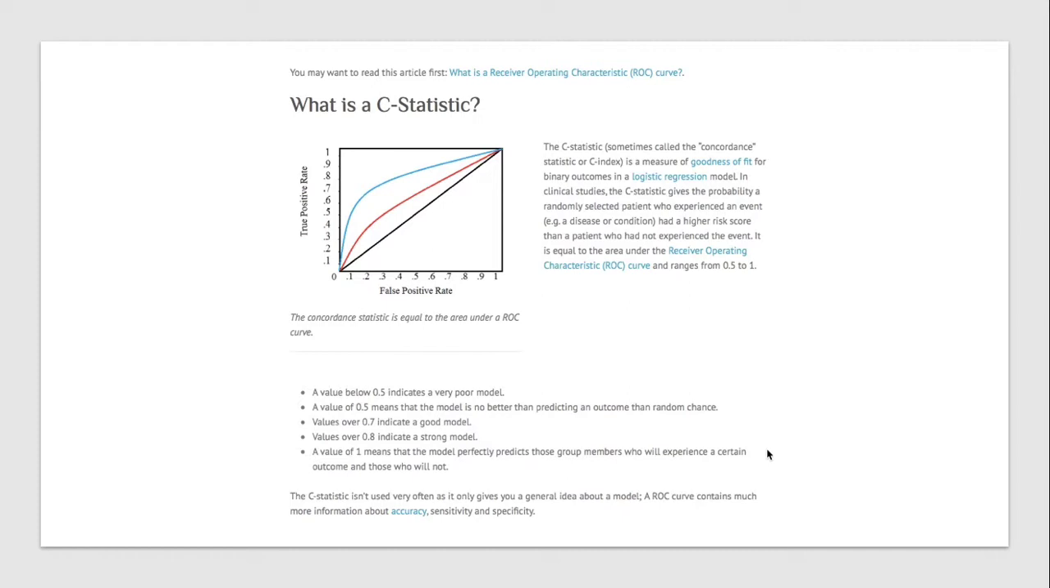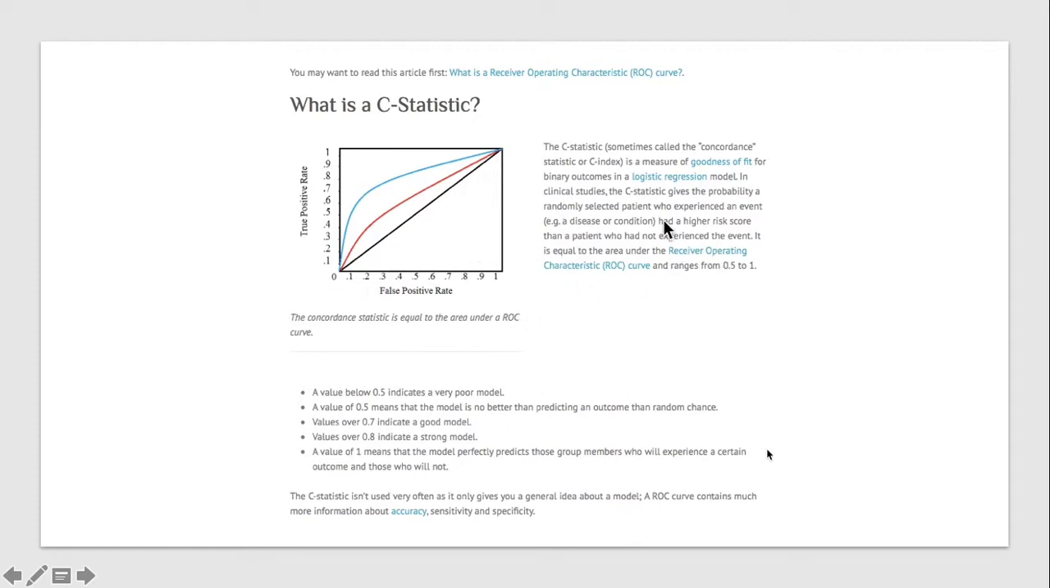Some of the things that you may read in papers and manuscripts with ROC curves is they talk about what is a C statistic. It's sometimes called the concordance statistic or the C index. It's a measure of goodness of fit of that logistic regression model. And it gives a probability that a randomly selected patient who experienced an event had a higher score than a patient who had not experienced it.